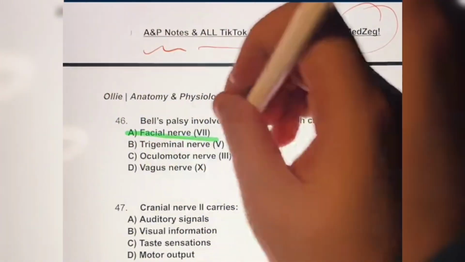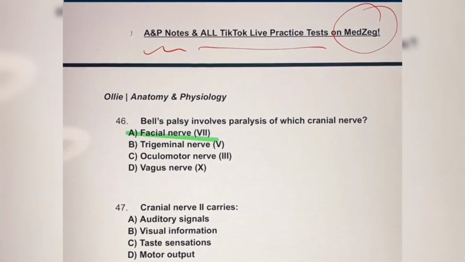Answer is A. It is your facial nerve. Bell's palsy is essentially when you have unilateral facial paralysis, and that's due to our facial nerve.